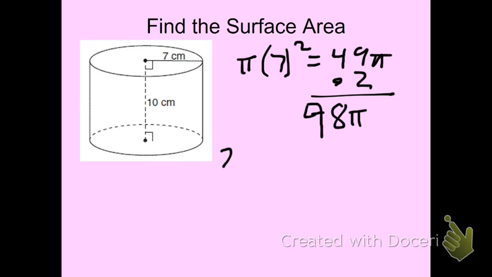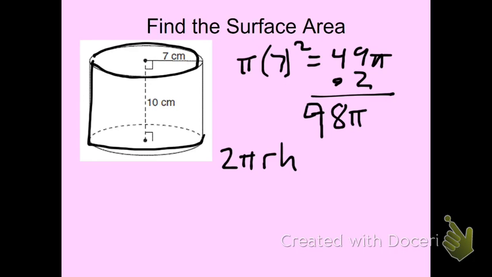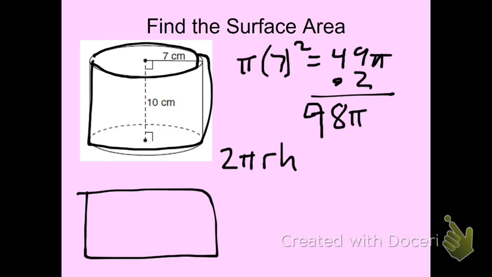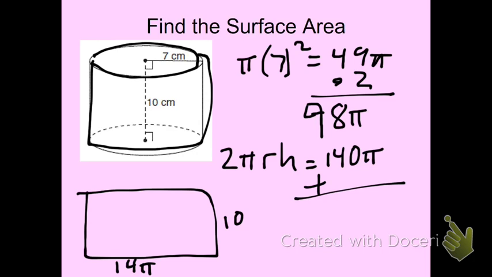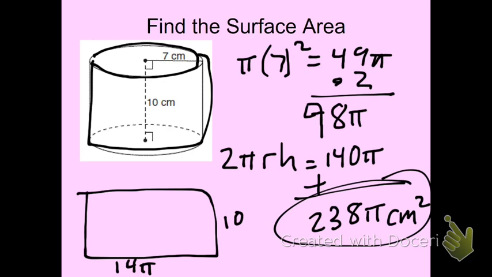So the lateral area is going to be 2 pi r h. Again, that was explained in the last video. If you were to fold or uncurve that lateral area, it would make a rectangle where the height was 10 and the base was the circumference of the circle, which is diameter times pi. So it would be 14 pi. So 2 pi r h comes out to be 140 pi, and we're going to add those together, and we get 238 pi square centimeters as the surface area of the cylinder.